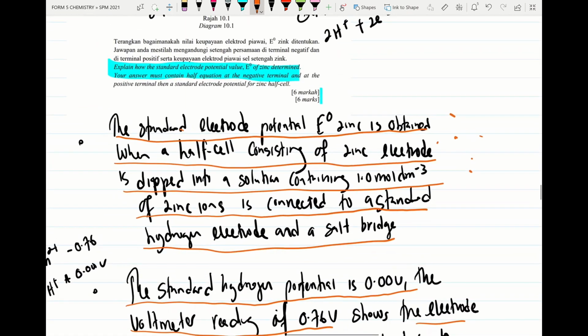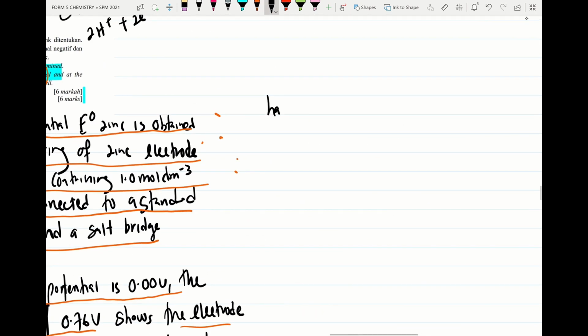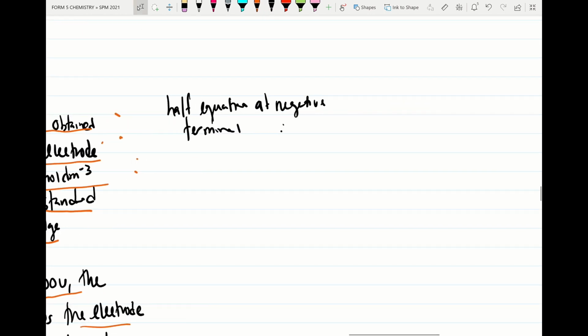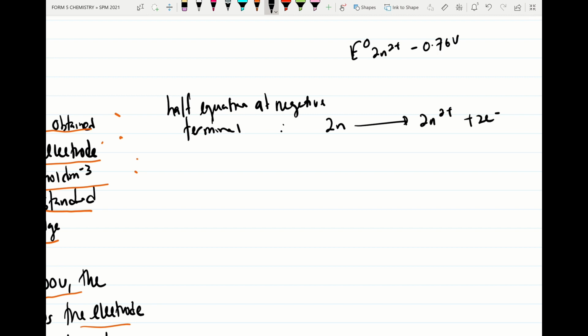Then we check the next requirement of the question. They want the half equation at the negative terminal and the half equation at the positive terminal. So for the half equation at the negative terminal, we choose by the E naught value. The E naught value of zinc 2+ is negative 0.76, which is more negative. So zinc undergoes oxidation: zinc gives zinc 2+ plus 2 electrons. We already discussed this just now.